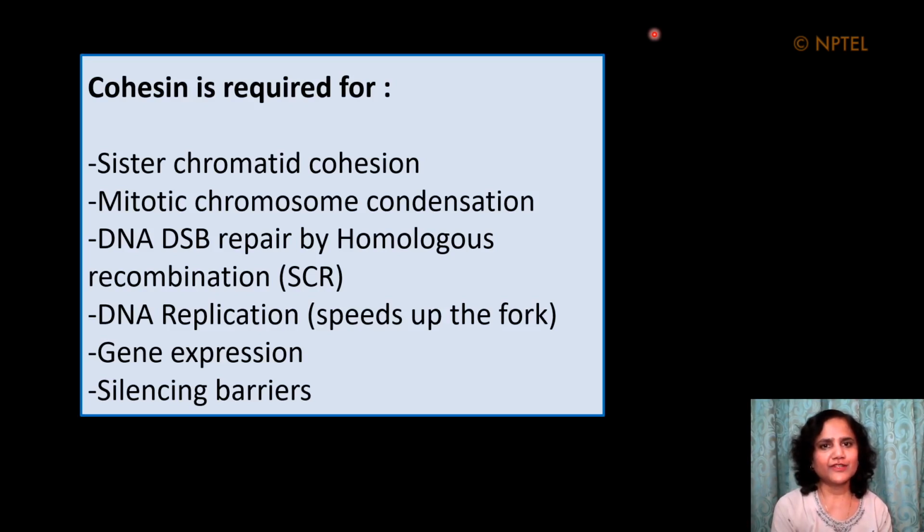It's also important for DNA replication. In fact, cohesin was shown to be speeding up the progression of the replication fork. Cohesin is also important for gene expression and for silencing barrier activity. Silencing barriers are sequences that can limit the spread of silencing coming from a silencer or silencing initiator sequence. And these sequences indeed are present in eukaryotic cells, and it has been found that their barrier activity or boundary activity is dependent on cohesin.